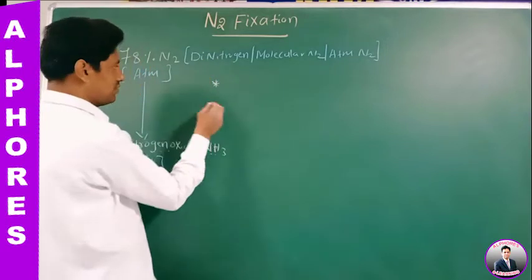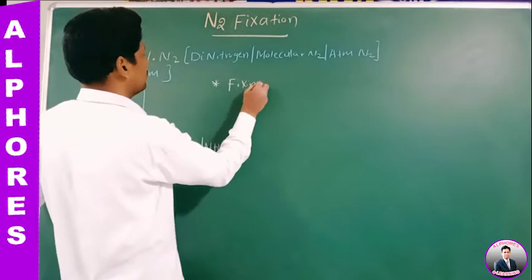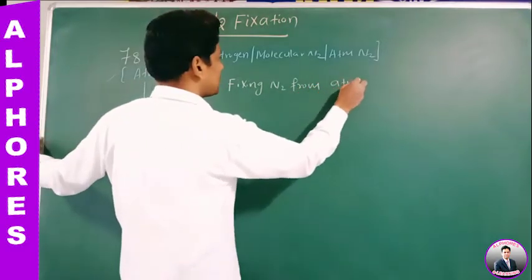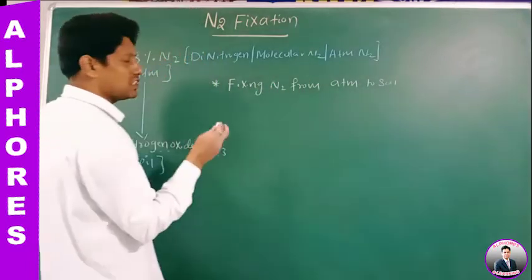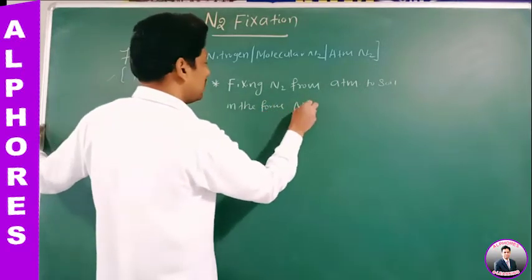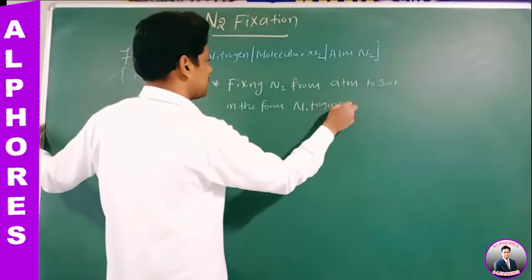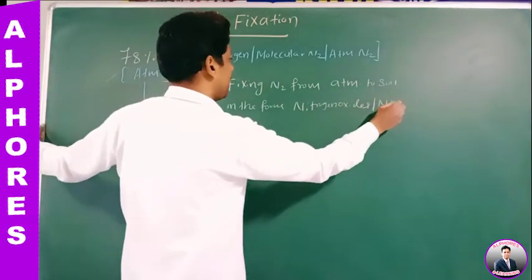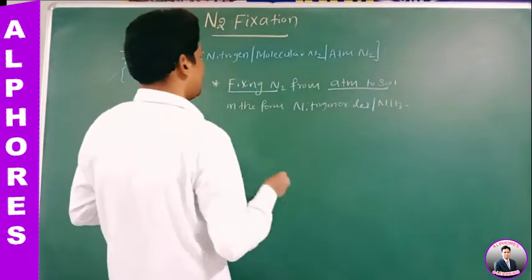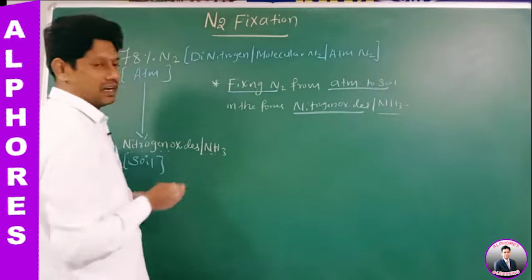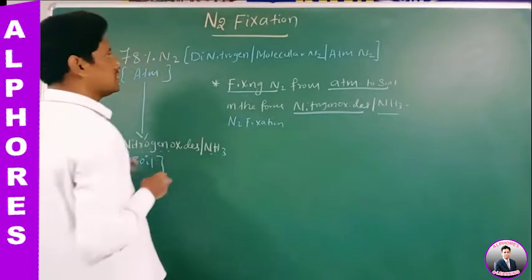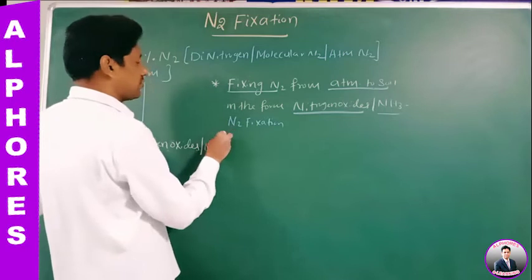What is the meaning of nitrogen fixation? Fixing nitrogen from atmosphere to soil, in the form of nitrogen oxides or in the form of ammonia. Fixing nitrogen from atmosphere to soil in the form of nitrogen oxides or ammonia is called nitrogen fixation.